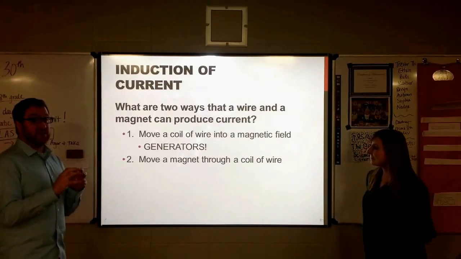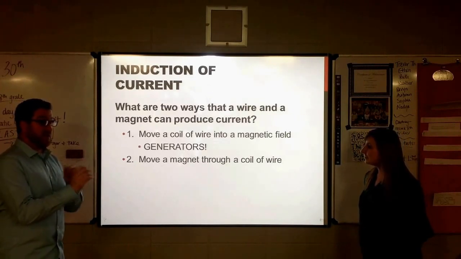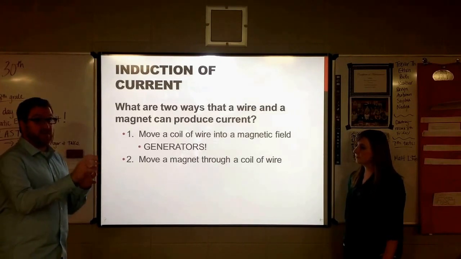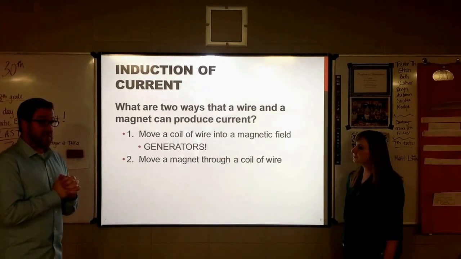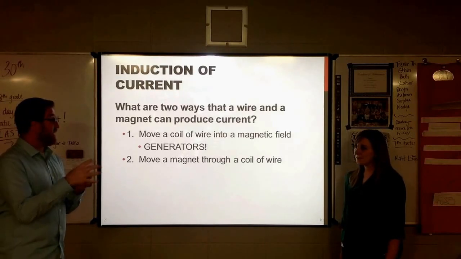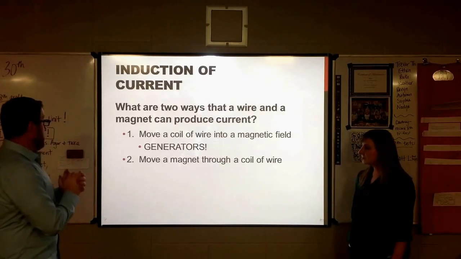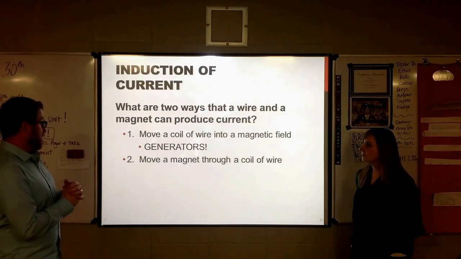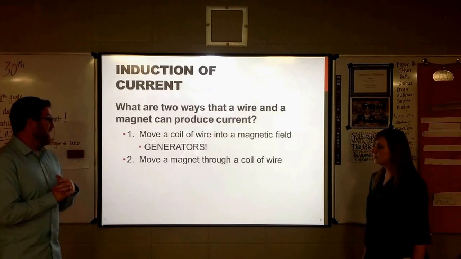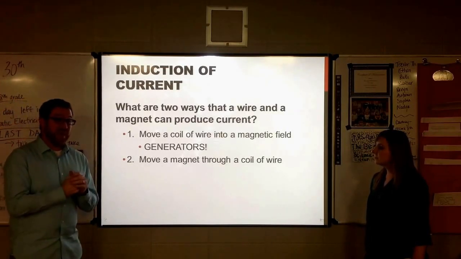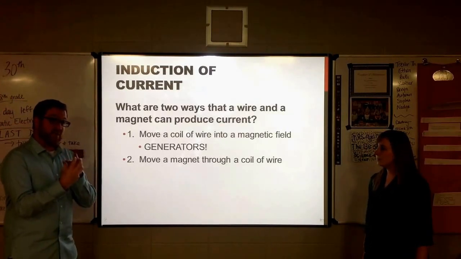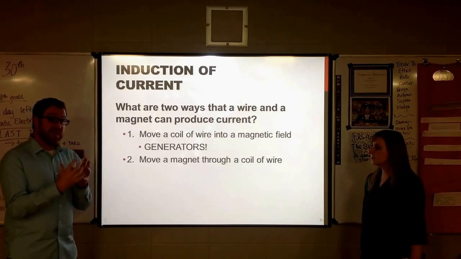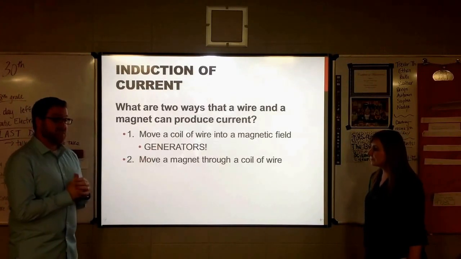By taking those electrons and getting them to move near each other, we can use, again, their dislike for one another to create some motion at the subatomic level and get them to run around. So what are the two ways that a wire and a magnet can produce current? Number one, we can take that coil of wire and move it into a magnetic field. Taking that conductor, which has a whole bunch of free electrons, and getting it to move or spin within a giant magnet will give us a generator.